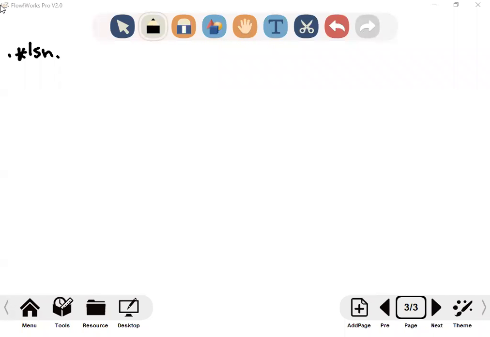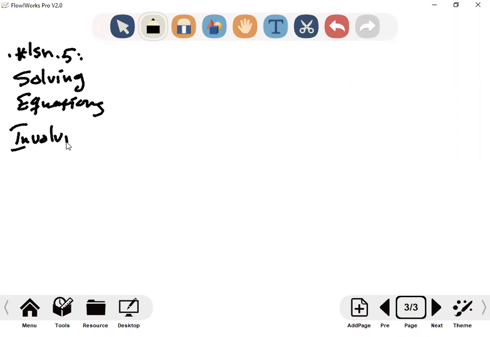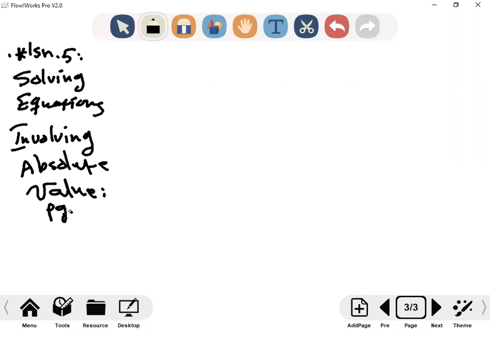Well, we are on lesson 5, solving equations involving absolute value. It's on page 101. And today it's 3 October.